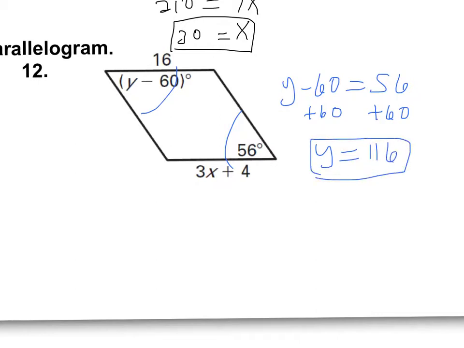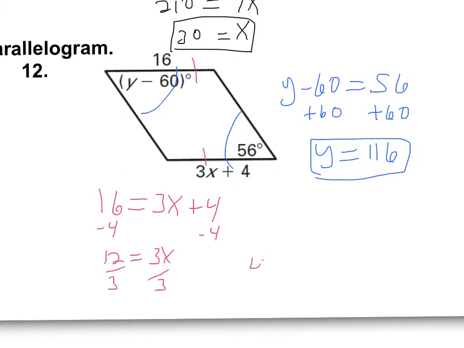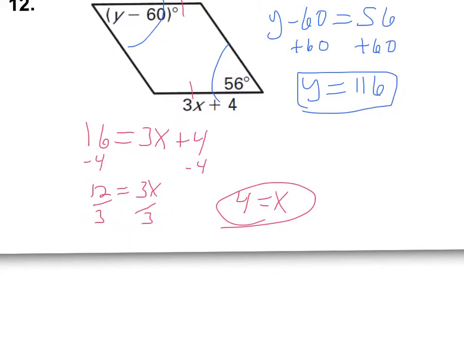And then you can use the other rule we learned, that opposite sides are congruent. So 16 equals 3x plus 4. So those are the first three rules about parallelograms. There's two of them I haven't mentioned yet. So here we get x equals 4 if we solve that. So I bet on the next page we will encounter the other two rules.